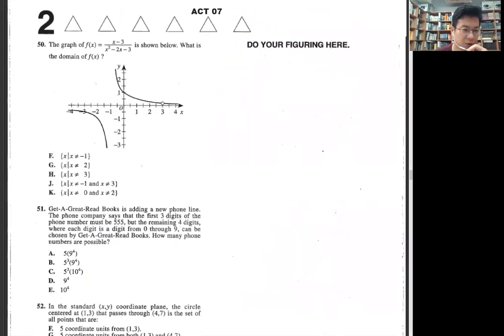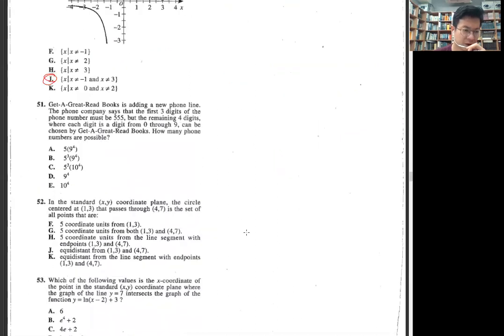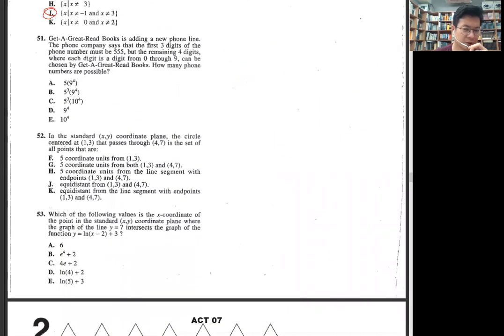What is the domain of the graph of this one? Domain means x, right? So x cannot be on this side. The denominator cannot be equal to 0, which is x minus 3 and x plus 1, so 3 and -1.